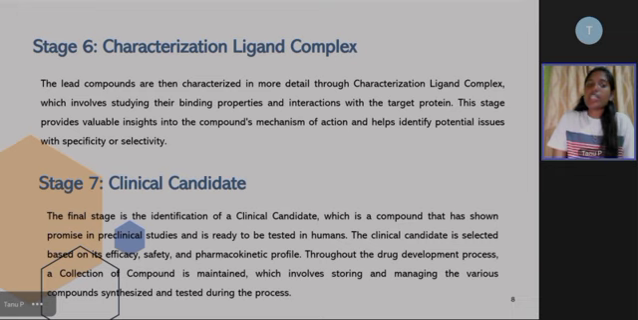Next and last stage is clinical candidate. The final stage is the identification of a clinical candidate, which is a compound that has shown promise in preclinical studies and is ready to be tested in humans. The clinical candidate is selected based on its efficacy, safety and pharmacokinetic profile. Throughout the drug development process, a collection of compounds is maintained, which involves storing and managing the various compounds synthesized and tested during the process.